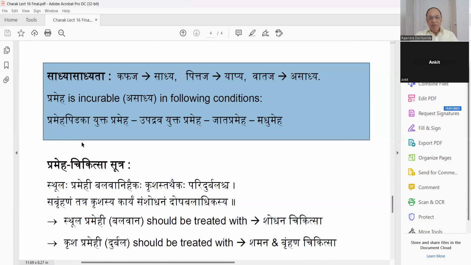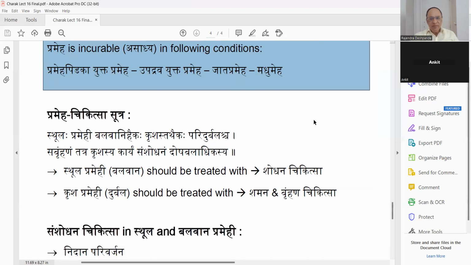Pidaka Yukta Prameha. Do you know this word? Please write down: diabetic carbuncle. It is like an ulcer. Here, it is always taking place on the neck. Diabetic carbuncle, like a vrana, okay? Jata Prameha and Madhumeha, they are supposed to be especially Asadhya.